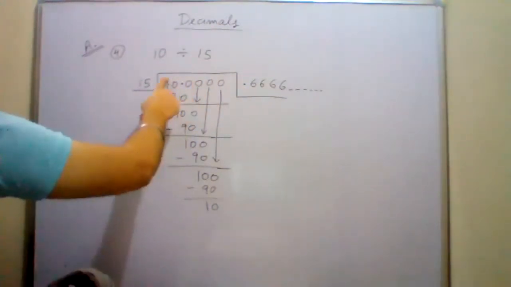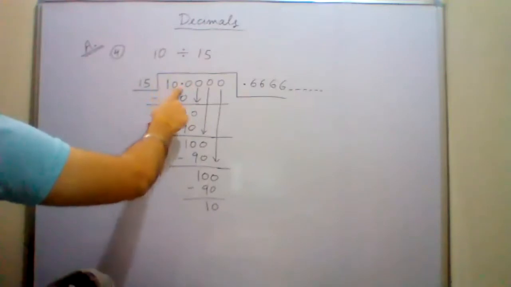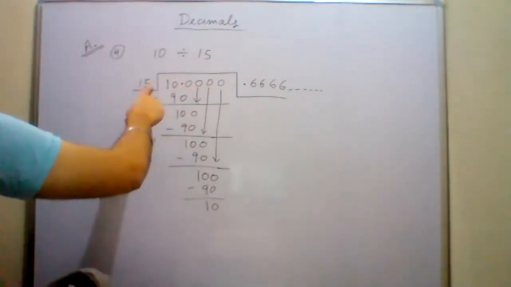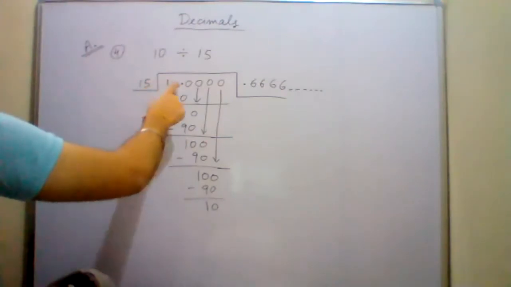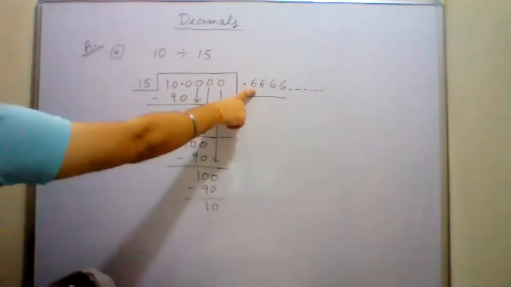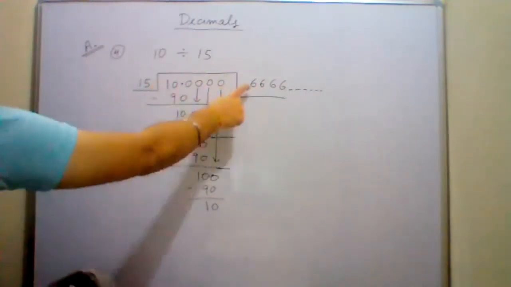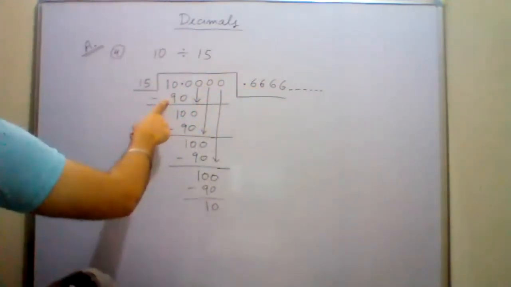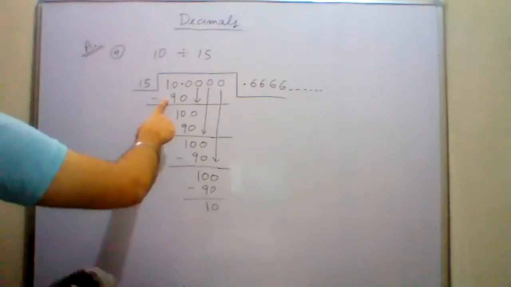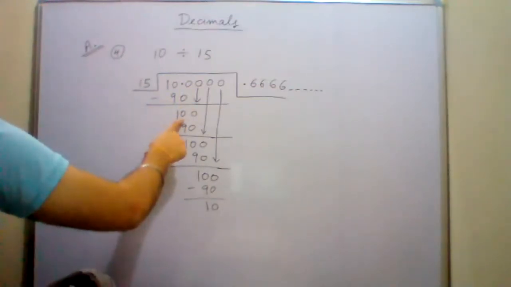So you can take 3 digits now, 100. 100 is greater than 15. So when you divide 100 by 15, you will take 6 in the quotient. 15 into 6 is 90. Now 100 minus 90 is equal to 10. To get 10 as the remainder.